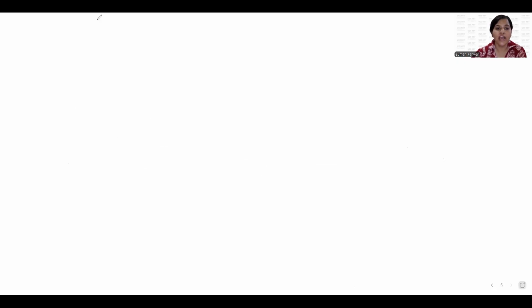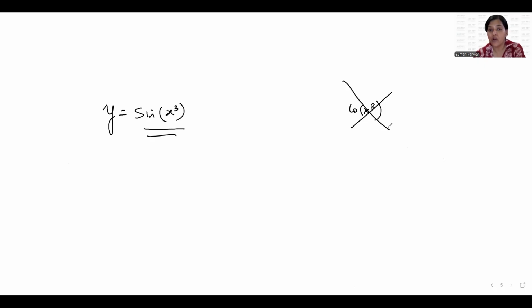Now, what happens if you have y equals sin x cube in place of sin x? We all knew that the derivative of sin x was cos x. But is the derivative of sin x cube equal to cos x cube? The answer is no, because I have x cube in place of x. So now we introduce something known as the chain rule. What is the chain rule of derivative?